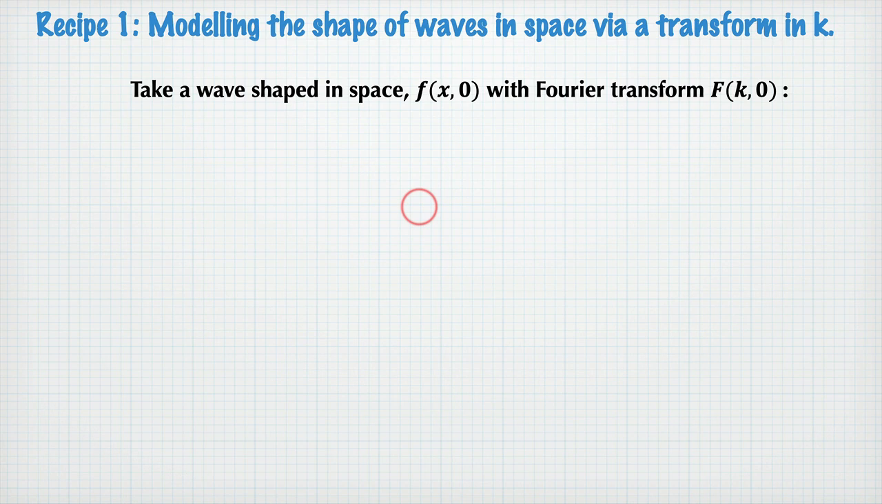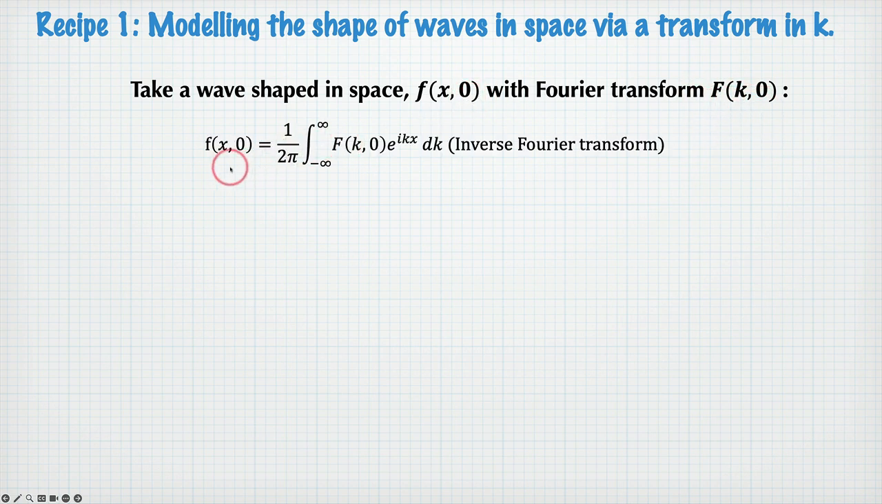So now we're going to tackle this problem that we've been building up to, which is writing down some integral or a Fourier transform that will calculate the propagation of a wave in the presence of dispersion. So we have some wave shaped in space, so it's a function of x at time equal to 0, and that'll have this Fourier transform over k. Now we can write f of x naught as an inverse Fourier transform over k.